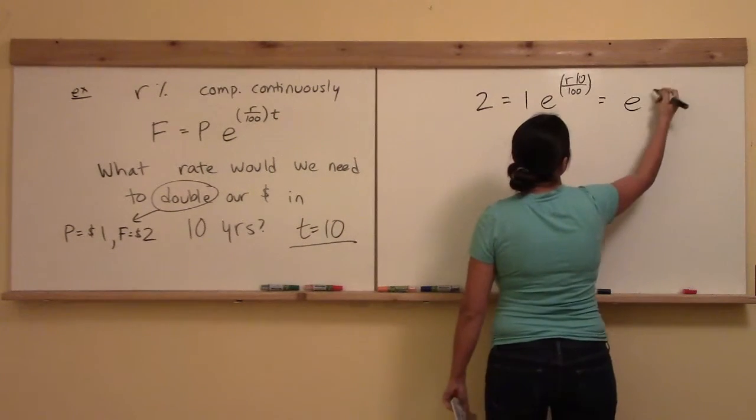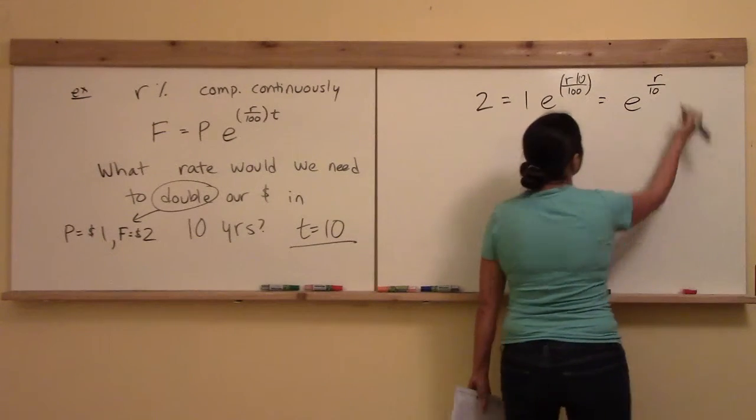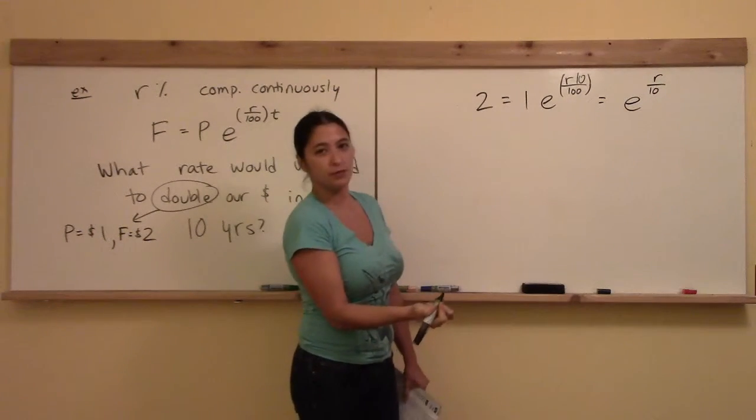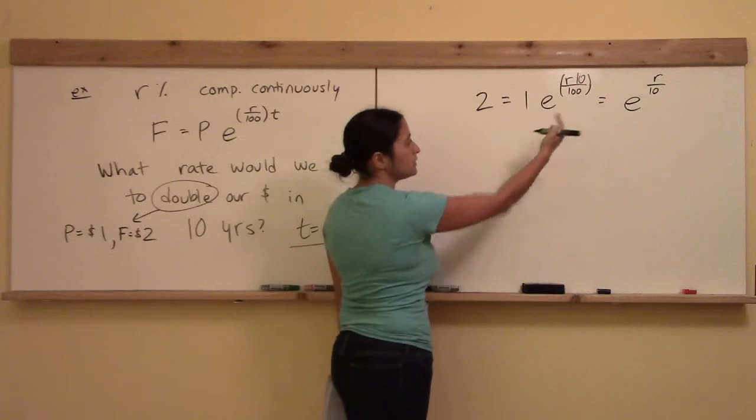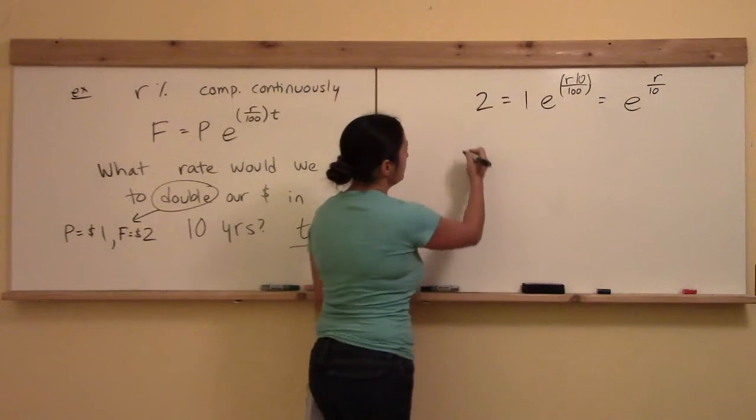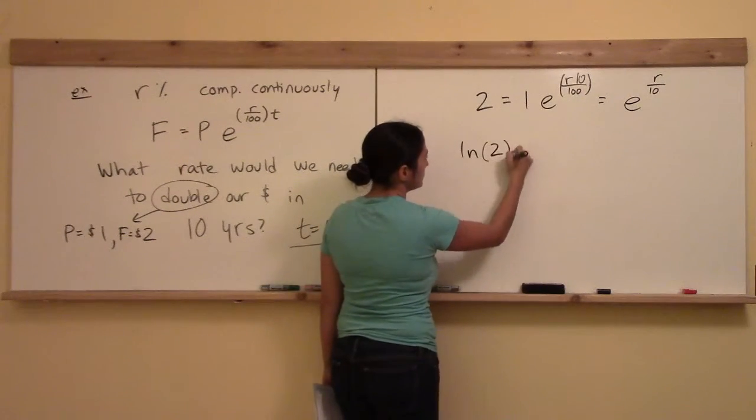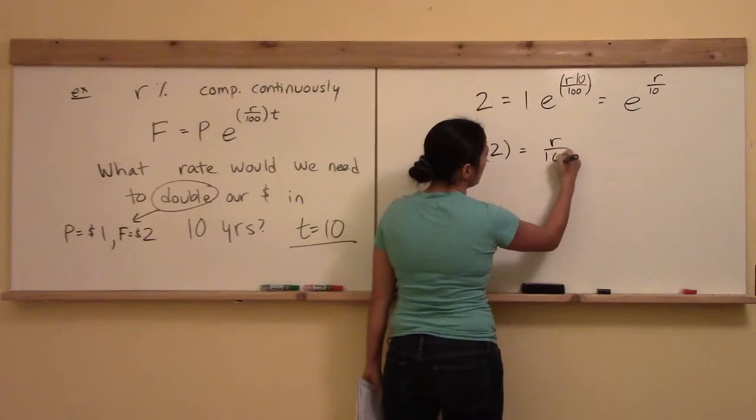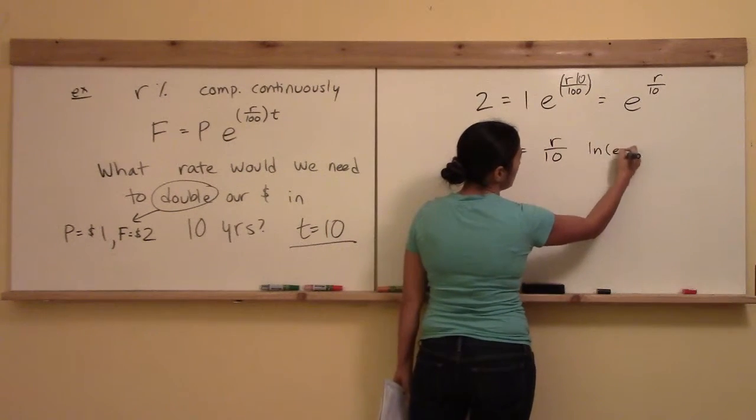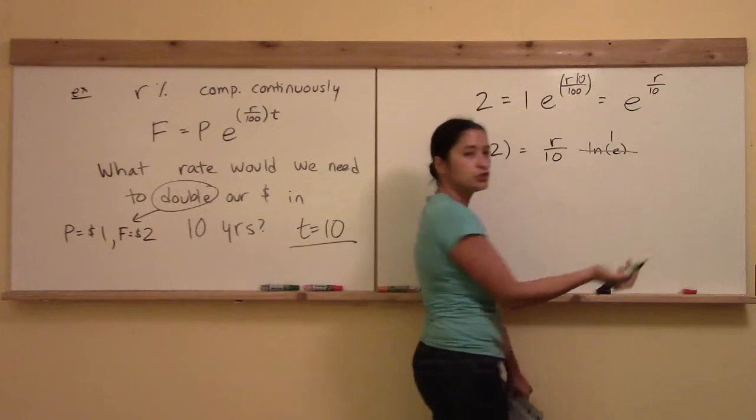And so that leads us to e to the r divided by 10. So really we have the equation 2 equals e to the r over 10. And then when we take the natural log of both sides, we get the ln of 2. And here we get r over 10, really times the ln of e. But remember, the ln of e is just 1.